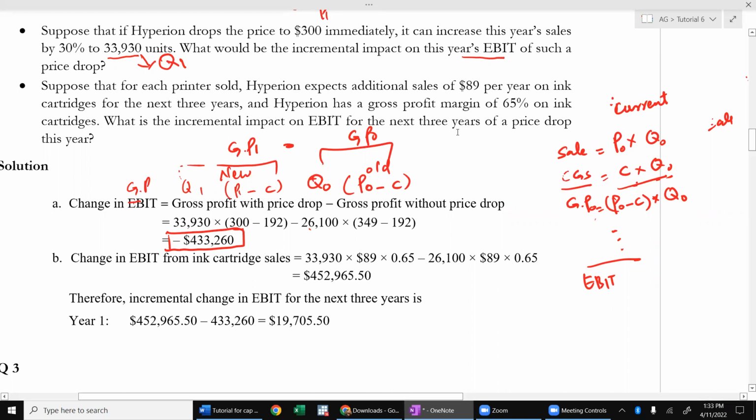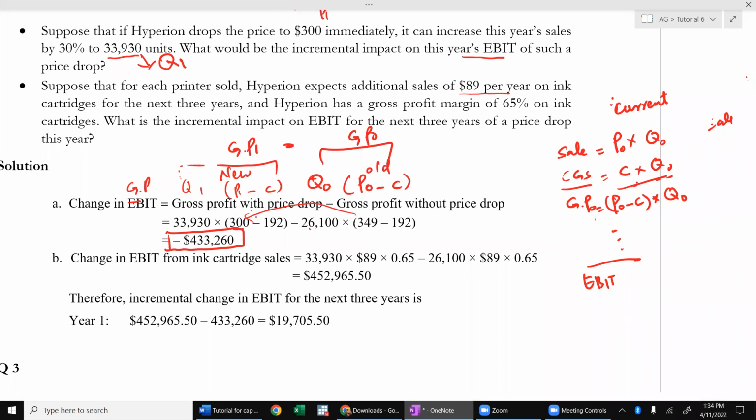Suppose that for each printer sold, the company expects an additional sale of 89 per year on ink cartridge. So it means that if you drop the price from 349 to 300, it will not only increase the sale of your printer, but it will also increase the sale of the ink cartridge. The person who is going to buy the printer will of course buy the ink cartridge as well, right? So that is why it has an incremental effect on the sale of ink cartridge as well.